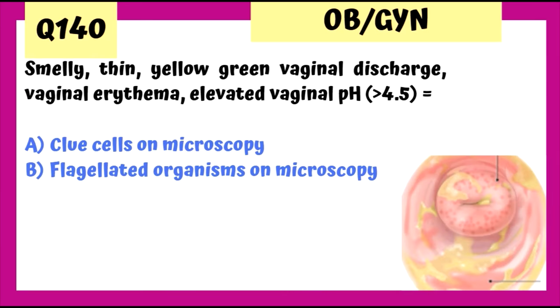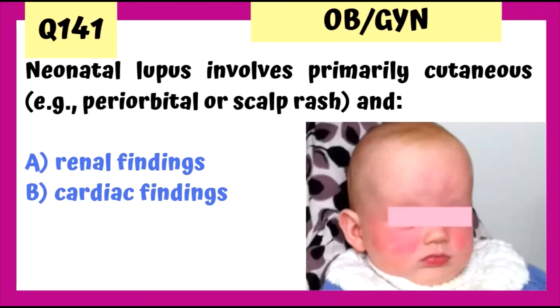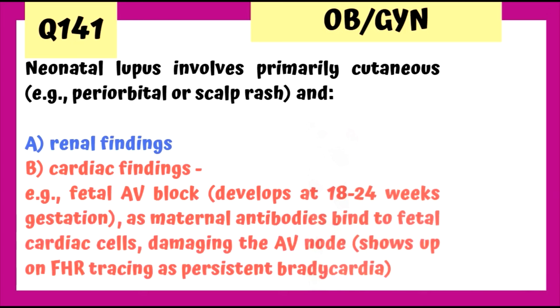Question 140, smelly, thin, yellow-green vaginal discharge, vaginal erythema, and elevated vaginal pH. So yellow-green, this is the flagellated organism. This is Trichomonas. They just call it trich, as opposed to clue cells, that's Gardnerella. Gray-white discharge, no erythema. Question 141, neonatal lupus involves primary cutaneous and cardiac findings. Not renal, primary cutaneous and cardiac findings. We see heart problems. All right. For example, fetal AV block develops at 18 to 24 weeks gestation as maternal antibodies bind to fetal cardiac cells, damaging the AV node, and they show up on the tracing as persistent bradycardia.